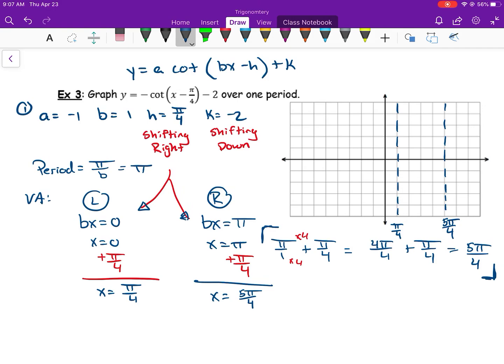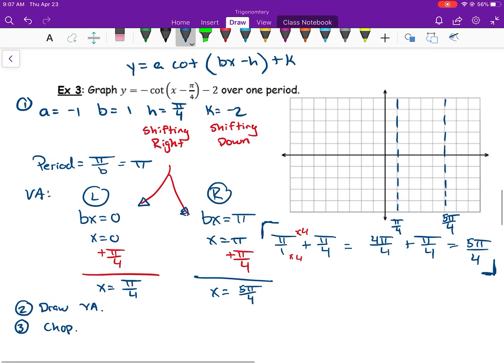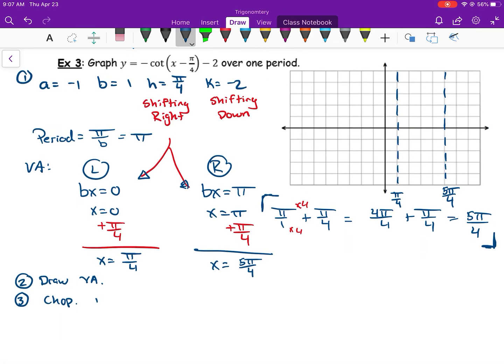So I'm going to cut. Step 2 is draw. We did that. Sorry, I'm coming back to that part. Step 3 is the chopping. Alright, so I'm going to take my right vertical asymptote, 5 pi over 4. I'm going to cut it in half. So it'll be 5 pi over 8. I'm going to put that in the middle.